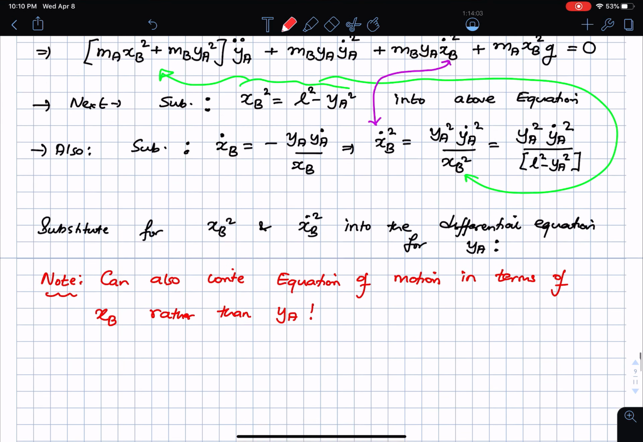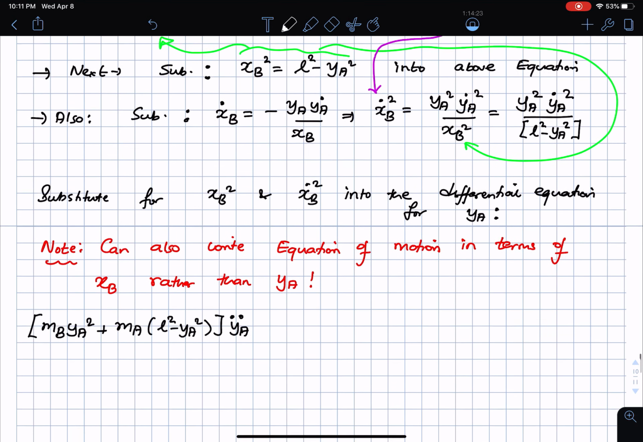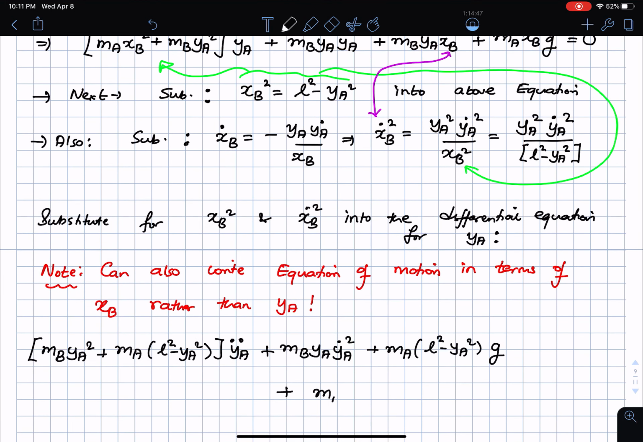So after the substitutions I have mb ya square and then ma xb square, which is L square minus ya square, times ya double dot. That's one thing. Then I'm going to have plus mb ya dot square. Then ma times L square minus ya square times g plus mb ya times ya square ya dot square by L square minus ya square. This is equal to 0.